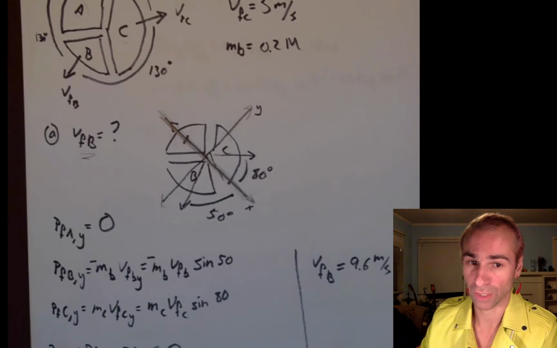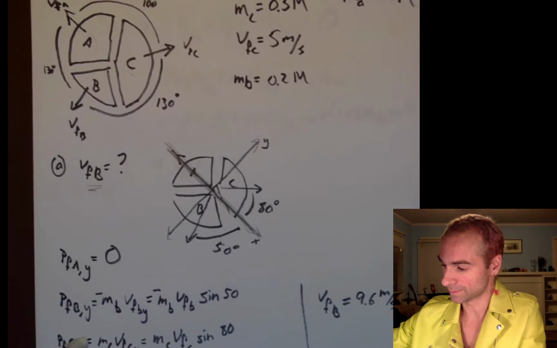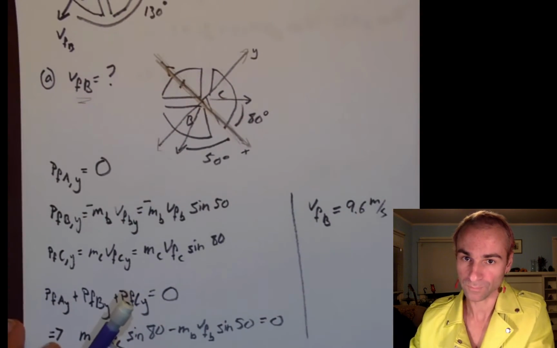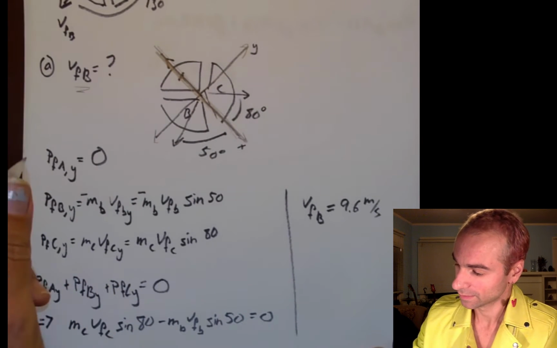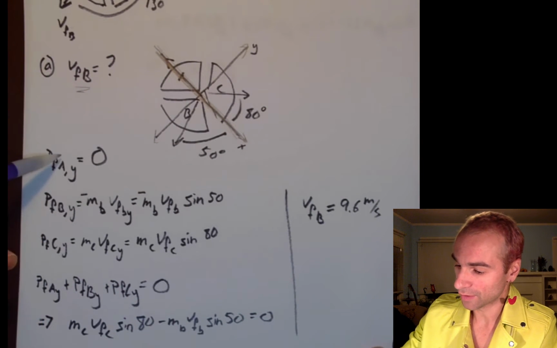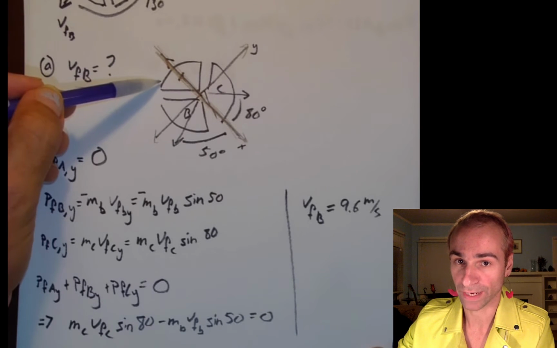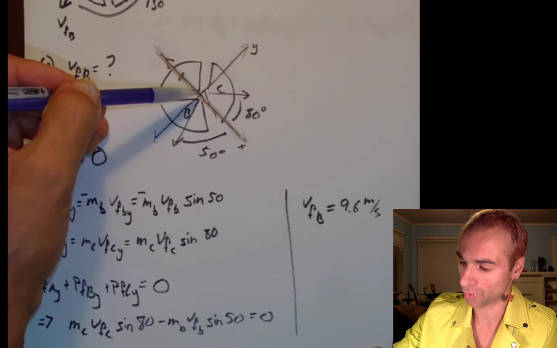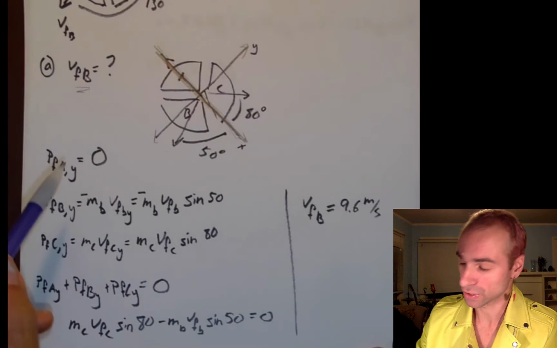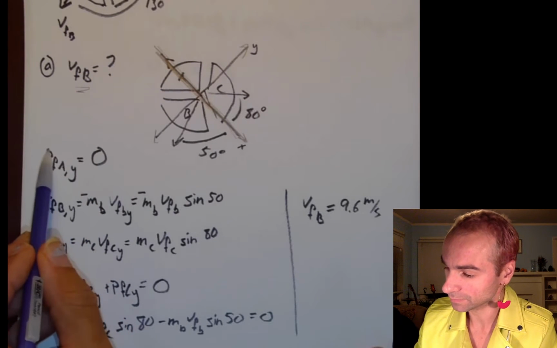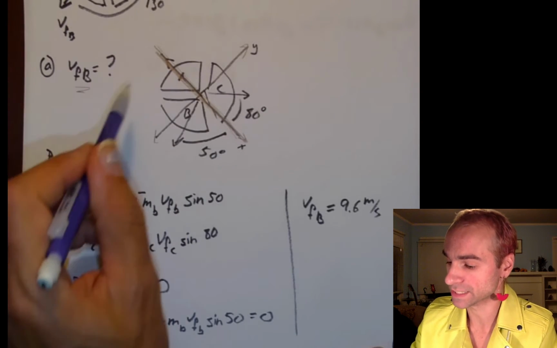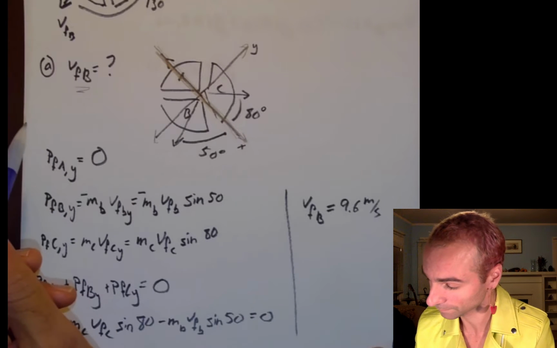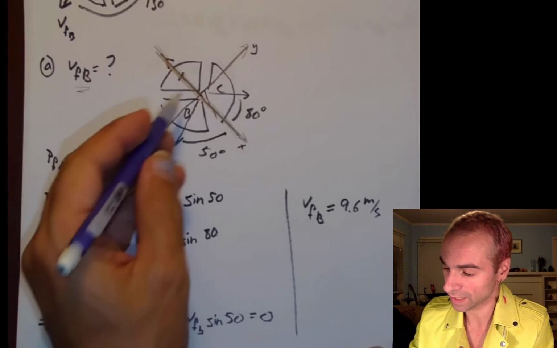So if we start writing some equations for this, we have that if we look at the momentum of block A in the y direction, there is no momentum. The velocity in the y direction is 0. All the velocity is in the x direction. So the final momentum of the A piece is going to be 0 in the y direction. That's cool. What about for the other pieces?